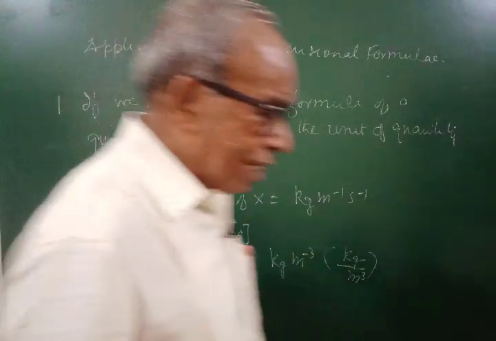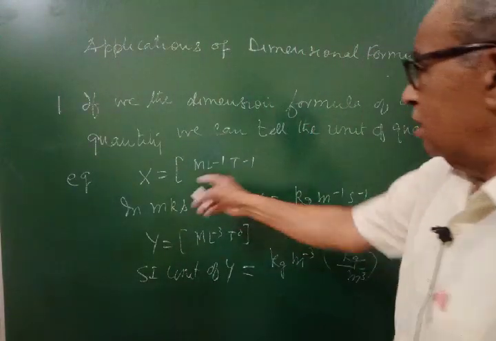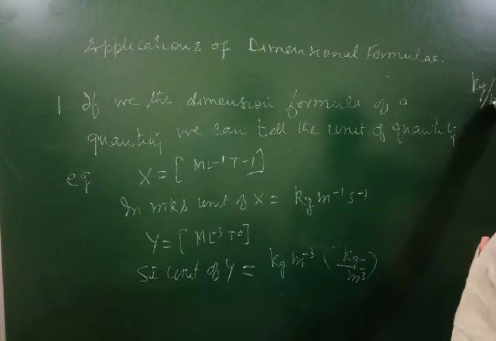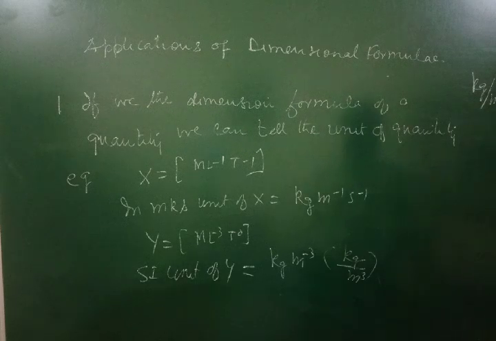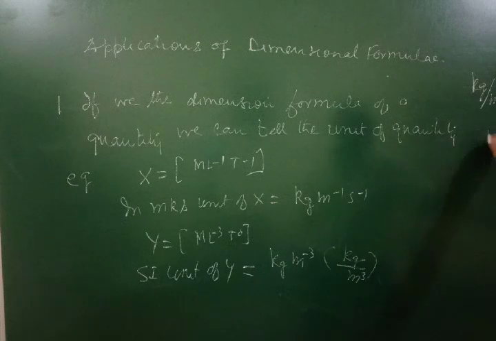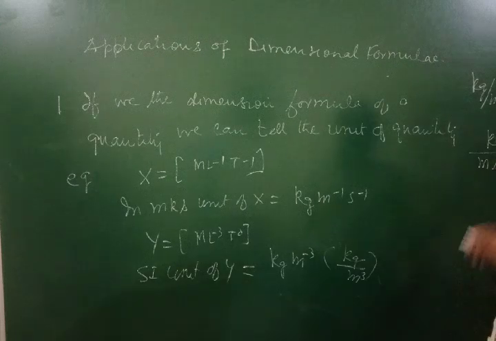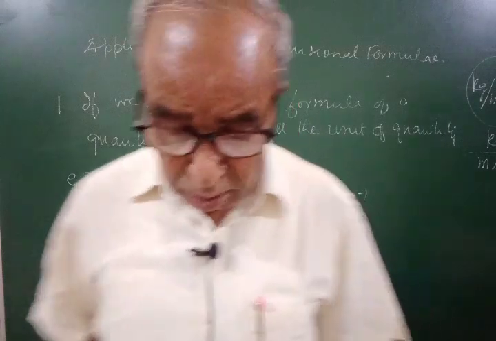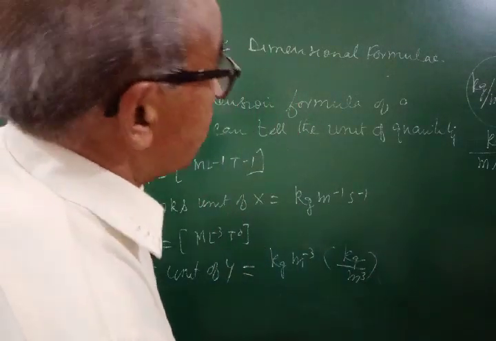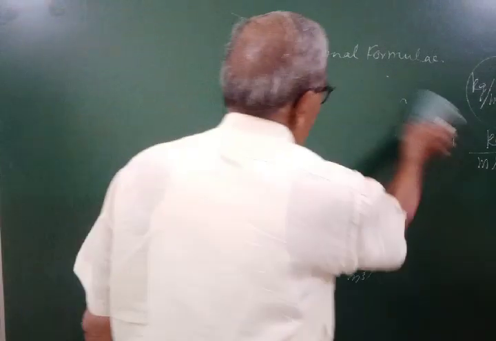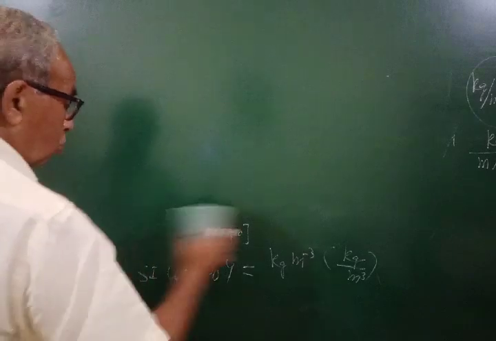Dear friend, don't use the slash method. Some people keep on writing, like what we wrote here, kg per meter per second. This is not a proper method. You write kg m^-1 s^-1, or kg upon meter into second. But don't write like this. It does not give an exact message to learners.